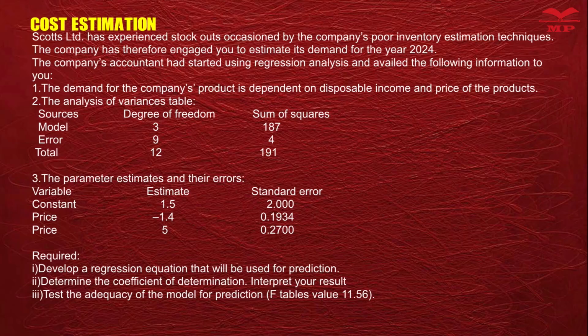Required: Roman 1, develop a regression equation that will be used for prediction. Roman 2, determine the coefficient of determination. Interpret your results. Roman 3, test the adequacy of the model for prediction. F table's value is 11.56. It was quite direct, this one.